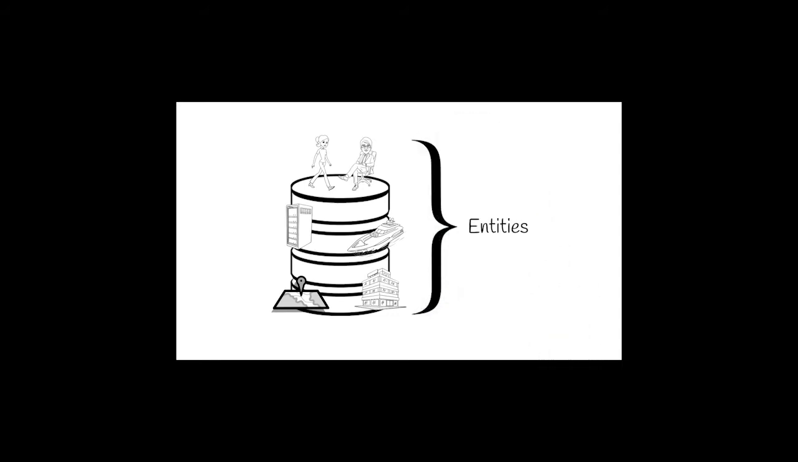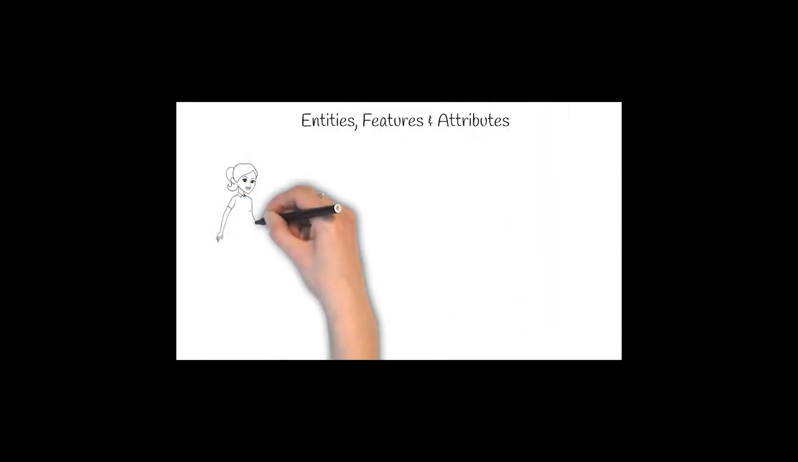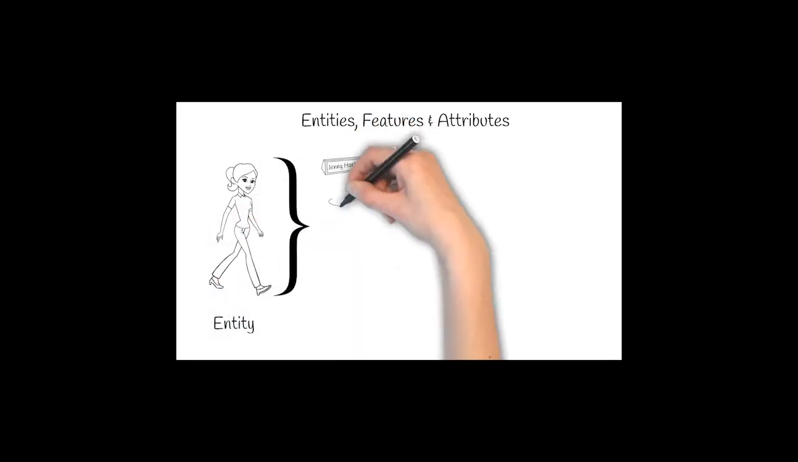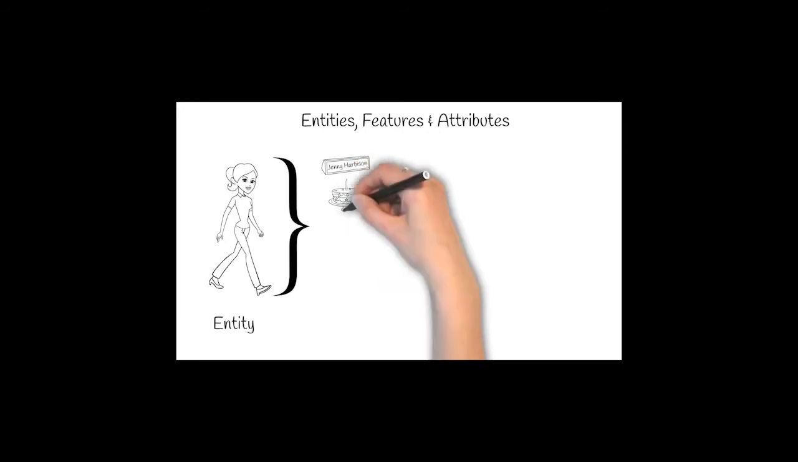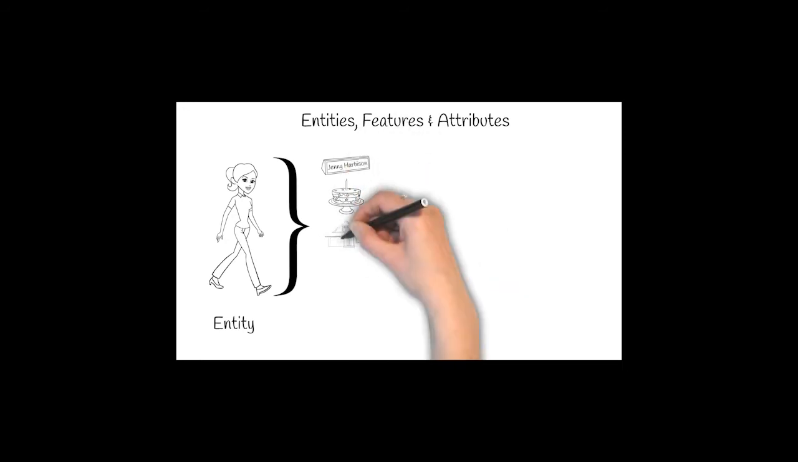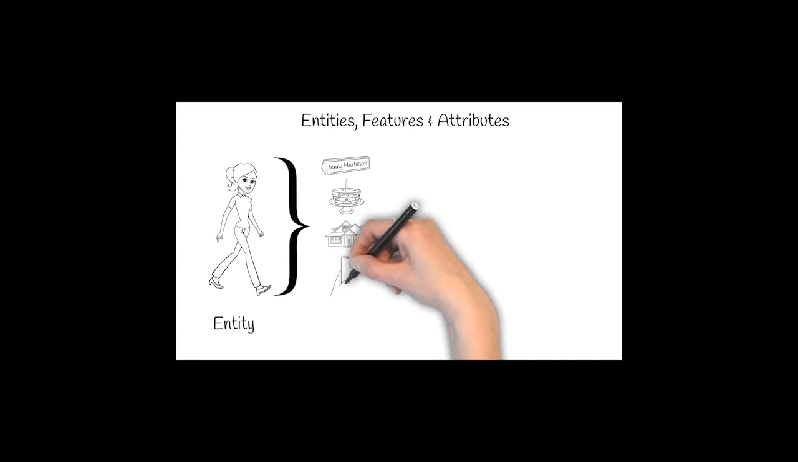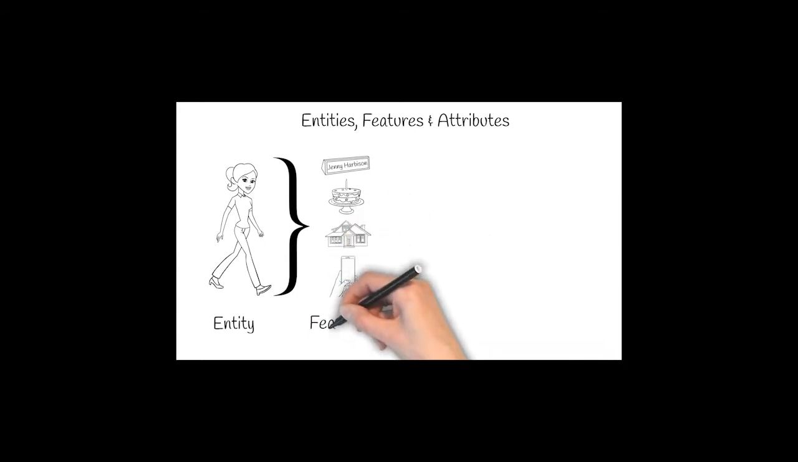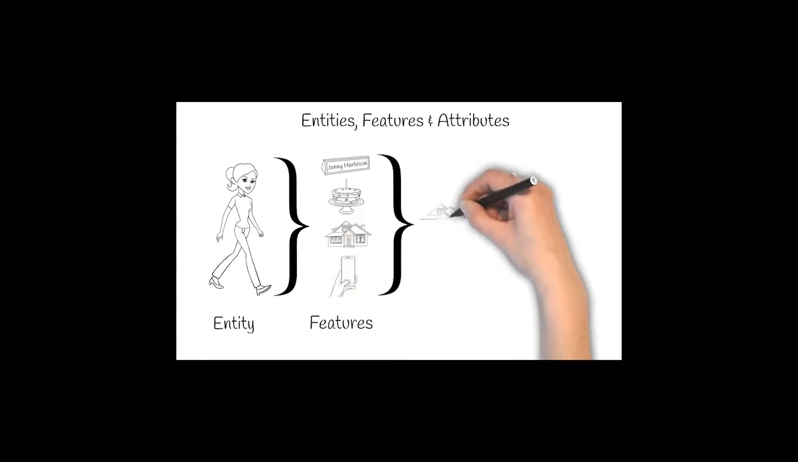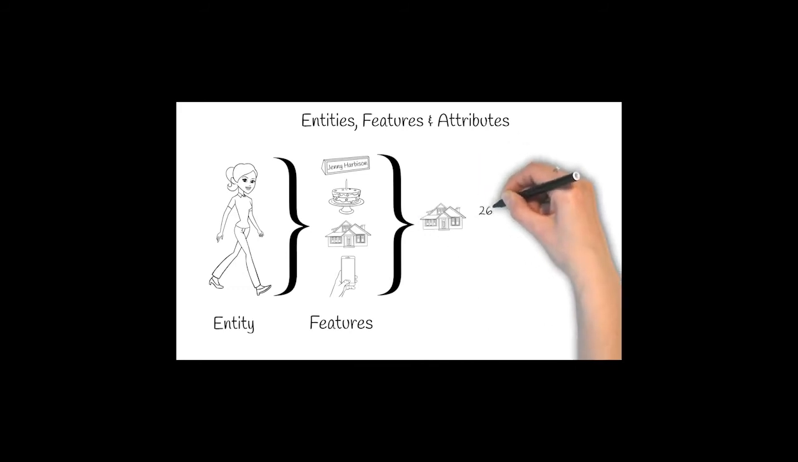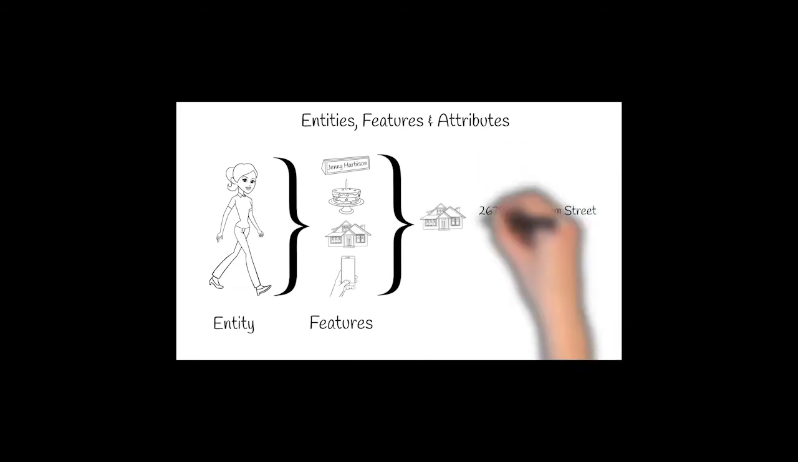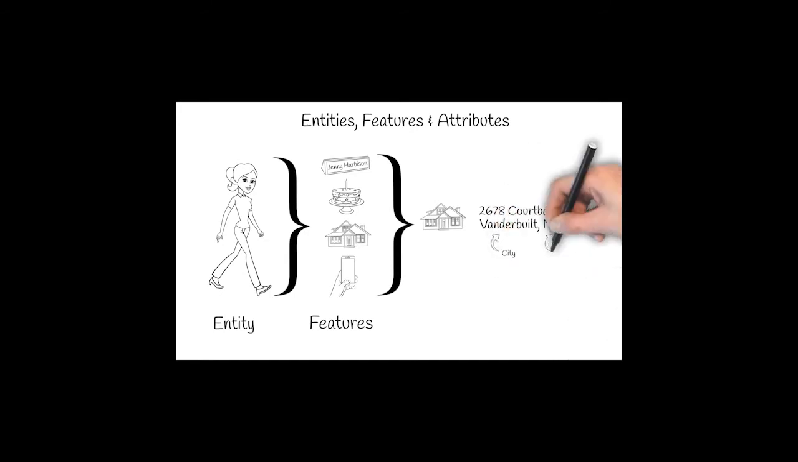These are all examples of entities. An entity, like a person entity, contains information in their records like their name, their date of birth, a home address, and their cell phone number. These are all examples of features. A given feature, like a home address, contains attributes like city, state, and zip.